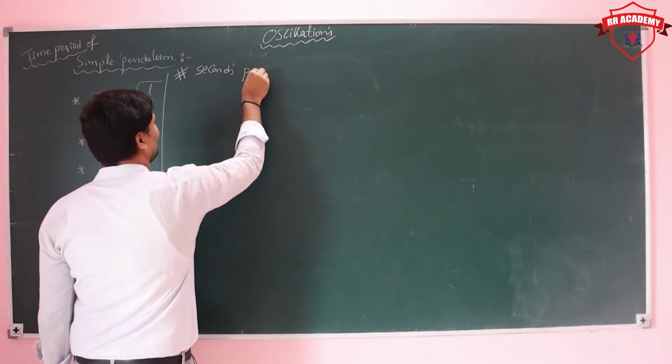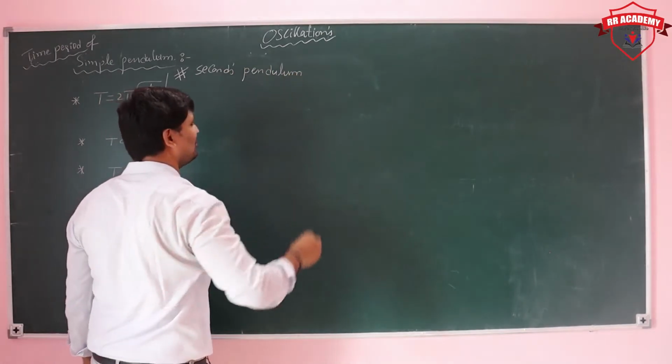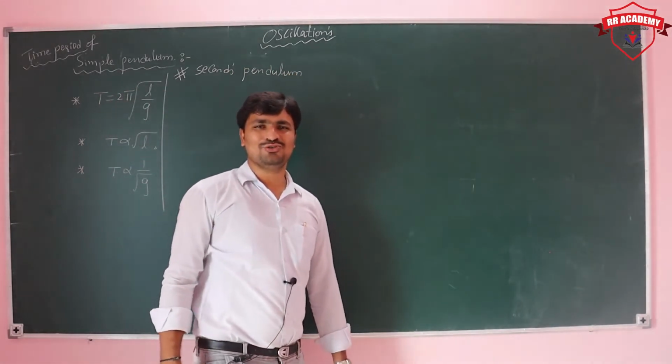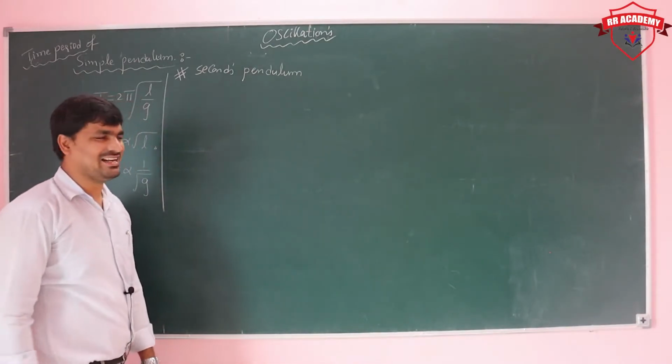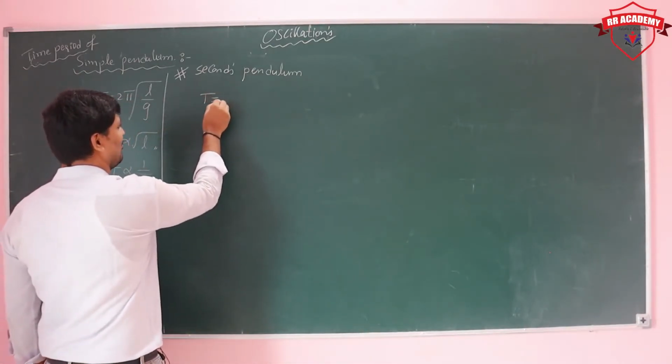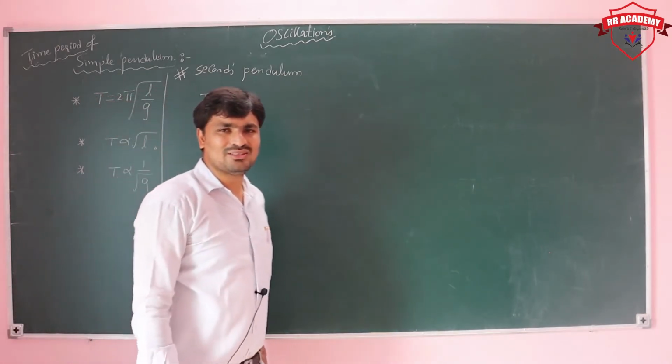What is a seconds pendulum? The pendulum whose time period is equal to 2 seconds. That is called simply a seconds pendulum. So what is that? Time period is 2 seconds.